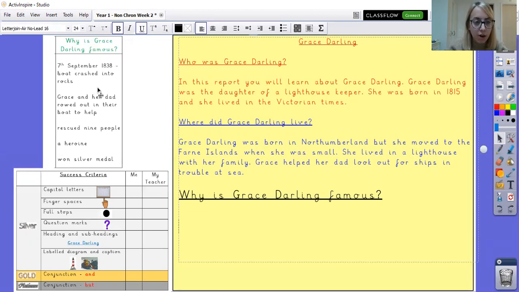So I'm going to start off with on the 7th of September 1838. So I'm going to start on. Okay, I'm going to turn this so it's not underlined. On the 7th of September 1838.